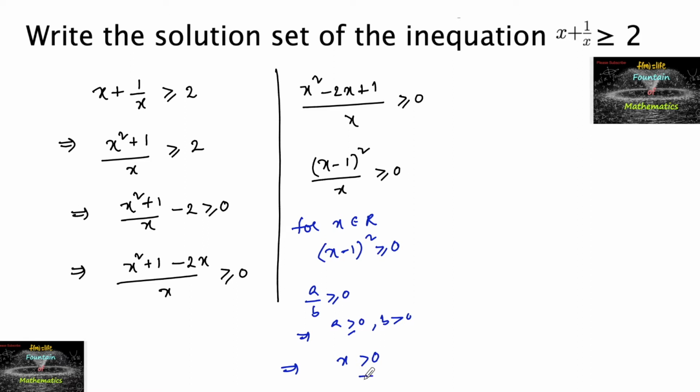So therefore we can say that 0 comma infinity is the solution. 0 comma infinity is the solution for the given inequation. Okay, or by using the wavy curve method, we can also solve from here.